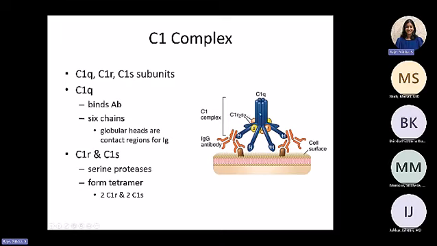C1q is this whole structure, and the small structures are C1r and C1s. 2 molecules of C1s, 2 molecules of C1r, and the C1q all together form the C1 molecule or complex that binds to an antibody bound to an antigen. That's where the process starts. Then the C1s will cleave C2 and C4, and those are important for the function of the classical complement pathway.